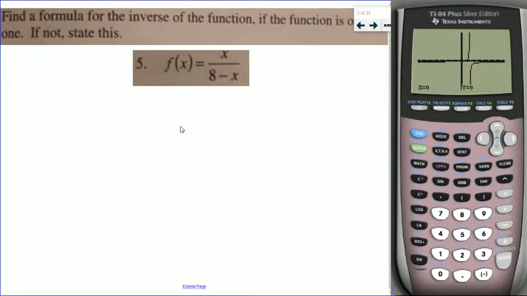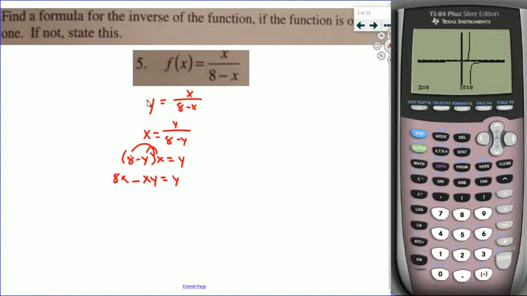Okay, same procedure as before. Take f of x, make it y. That equals x over 8 minus x. We're going to switch all of our x's and y's to get x equals y over 8 minus y. Now this is kind of gross because we have two separate y's. Our goal is still to get all the y's on one side, all the not y terms on the other, to get y by itself. So we're going to multiply both sides by our denominator, which is 8 minus y. That makes the denominator go away on the right side, and we're left with 8 minus y times x equals y. We distribute our x to both of these terms and get 8x minus xy equals y.